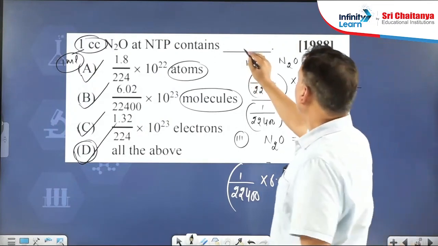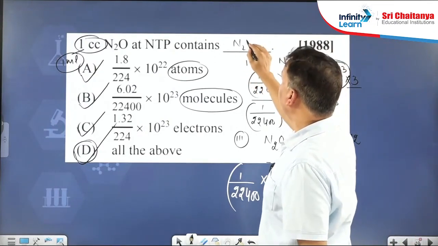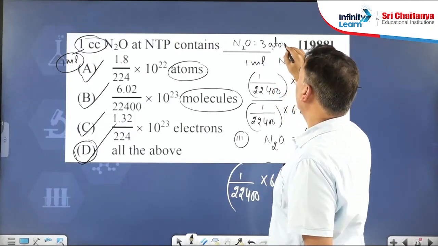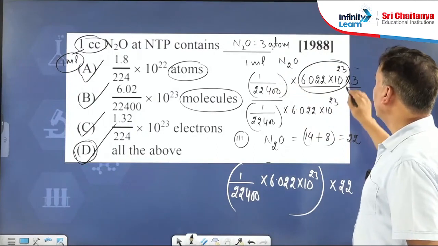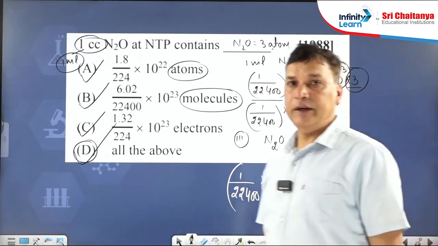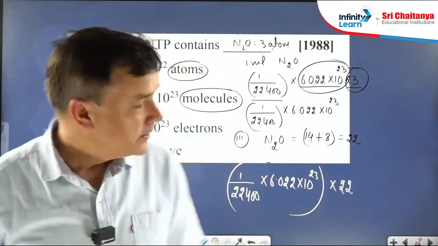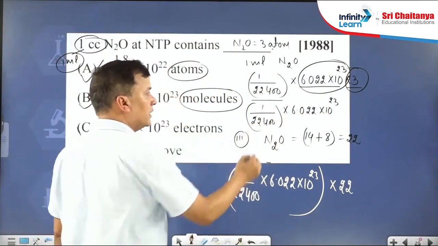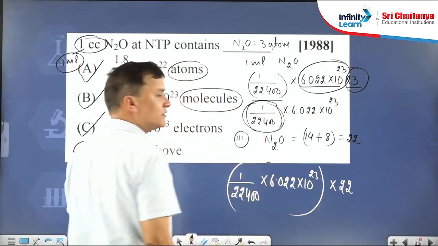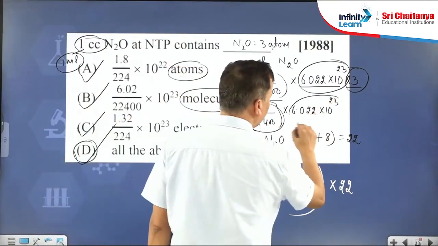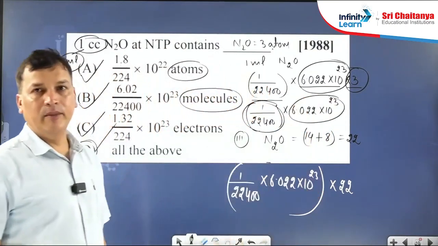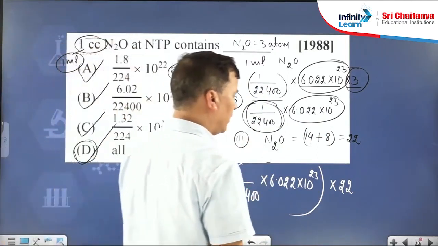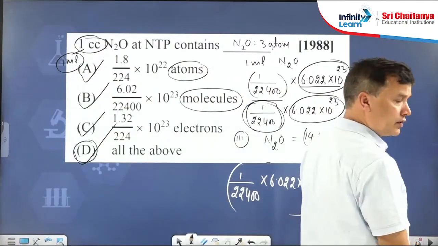How many atoms does nitrous oxide have? There is 3 atoms. So in order to find out number of atoms, I multiply with 3. Is that clear? And the second option, we just have to find out number of molecules. These are the number of moles multiplied with which one? Avogadro's number, that is molecules. Now I am moving to next question.